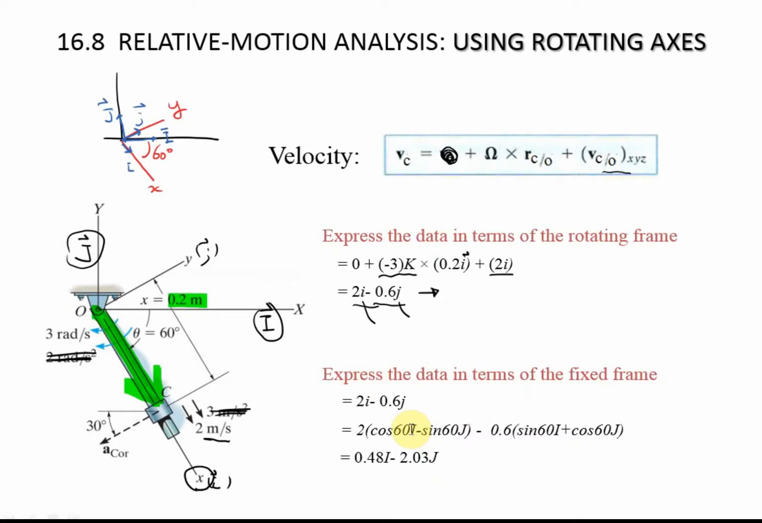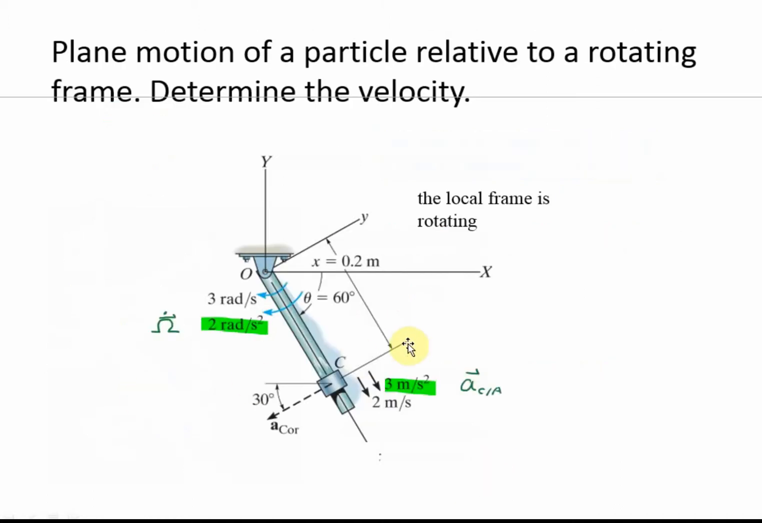So as you see here, the small i, j is just replaced by this one to get the answer as capital I and J unit vectors. So this is expressed with respect to a fixed axis. Okay, let's add our acceleration term. So the rod is rotating at this acceleration.